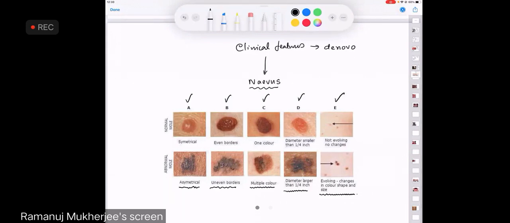Are these phase-wise, one after the other? No, all will happen at the same time. Remember, in this ABCDE criteria, if a nevus has 3 out of 5 changes, that is to be quantified as a melanoma.